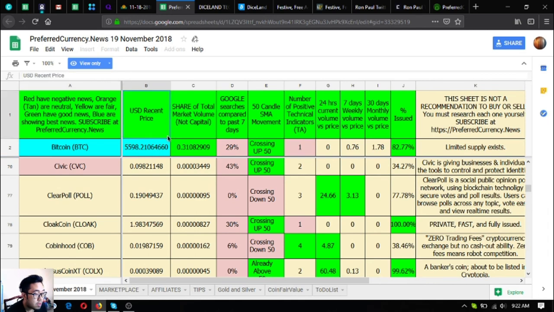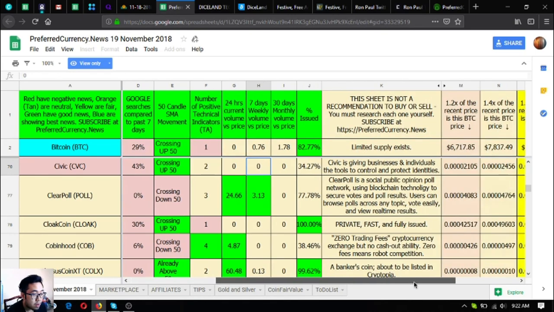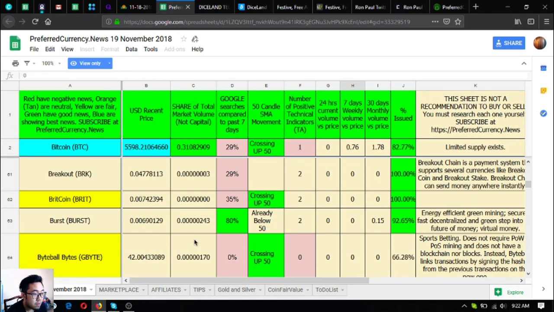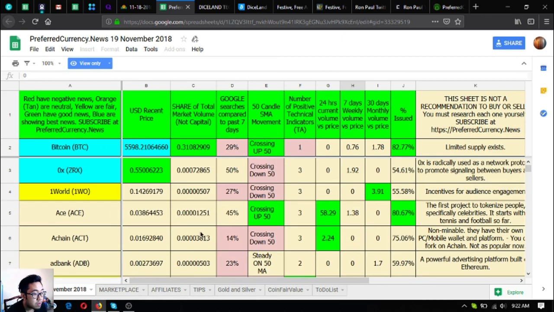So as you can see, on the right side is the technical analysis of all the coins. So this is very, very informative. Let's look at Bitcoin: the price, the share of total market volume, 50 candle SMA movement, and so on and so forth. If you still don't understand this information, you can subscribe to preferredcurrency.news and contact the guru so that he can teach you how to understand each and every one of these.